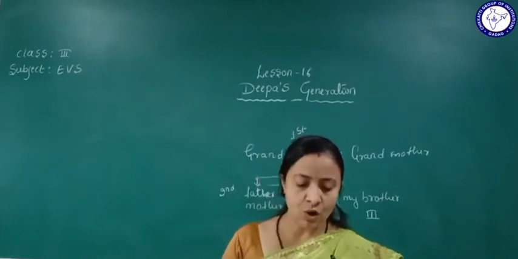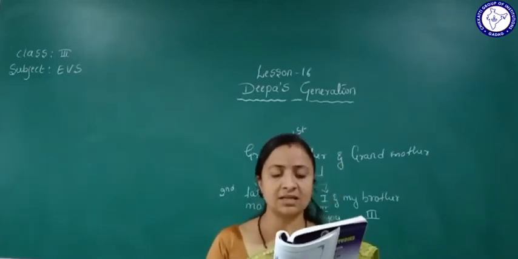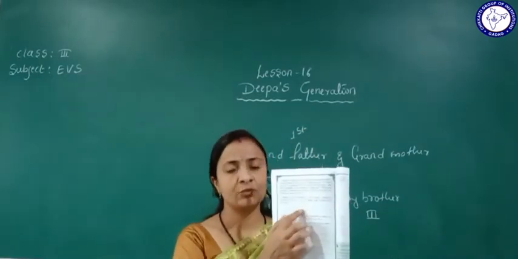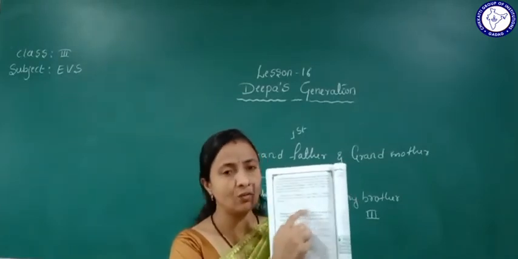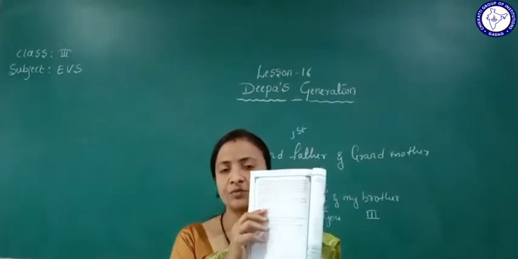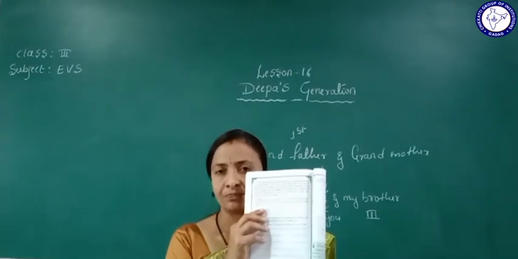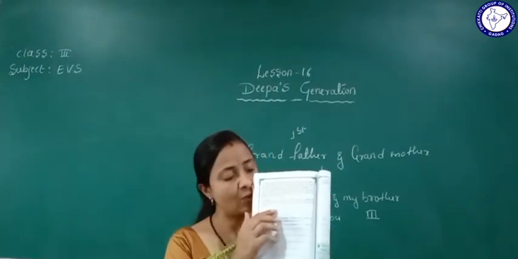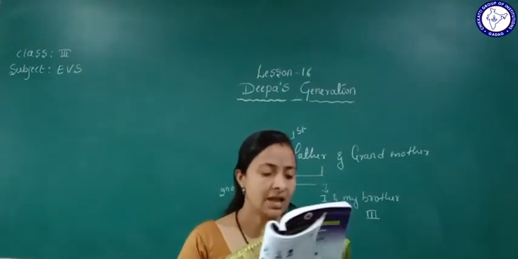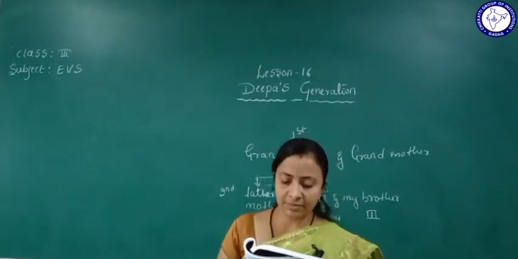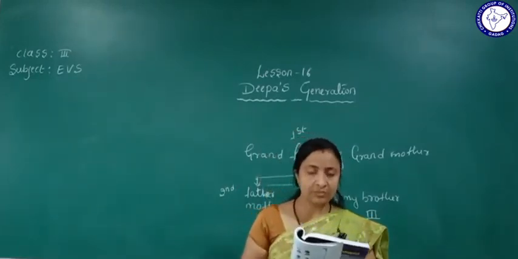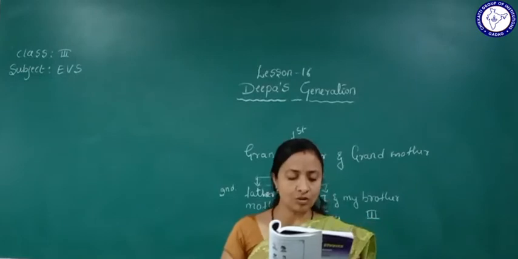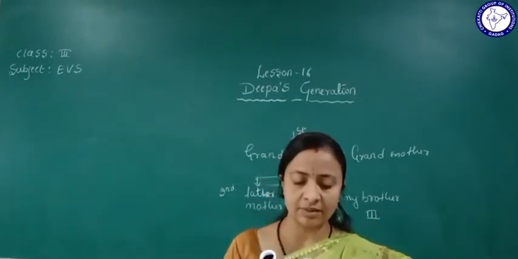Observe carefully and write his or her name and relationship with you. Two lines are given here. So you will observe how you resemble. Next, recognize the resemblance, meaning the similarities, among the members of your family, and write them here.